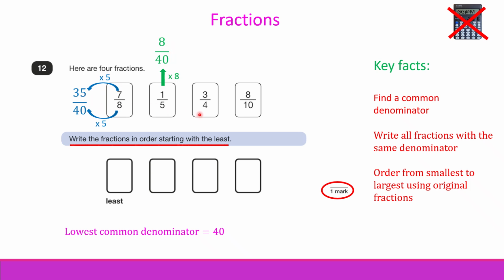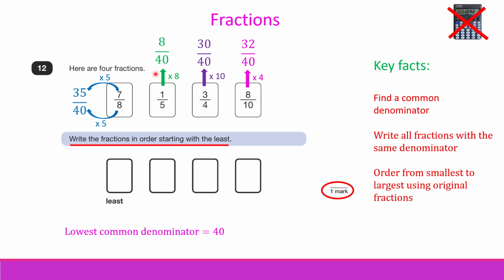The next one here, we've got 3/4. So 4 goes into 40 10 times, so we're going to do times by 10. So we've got to multiply both numbers by 10. 3 times 10 is 30. 4 times 10 is 40, giving me 30 over 40. The next one here, the denominator is 10. To make the 40, I've got to times by 4. So I'm going to do the same to both numbers. So 8 times 4 is 32 and 10 times 4 is 40, leaving me with 32 over 40.